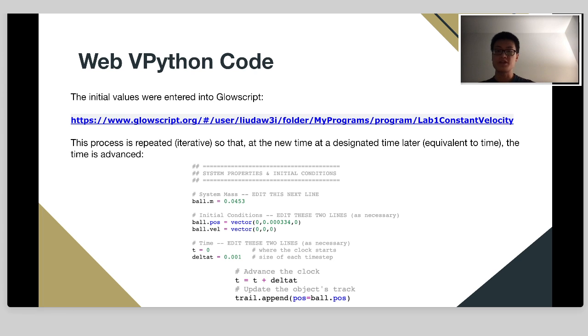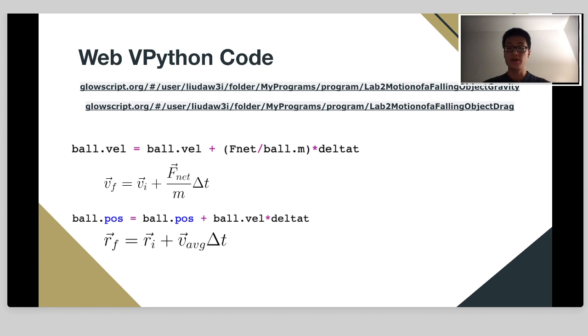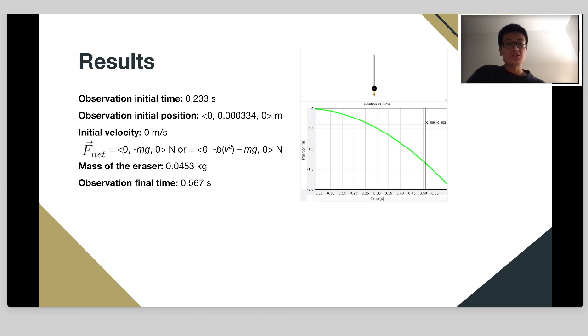The previous formulas and physical principles were eventually translated into code, as shown on the next slide. Here, as it was iterative, we showed that t was added on to delta t, and thus updated as the code ran through each line. Here, in accordance with the physical principles and the GlowScript links found here, the results were displayed.